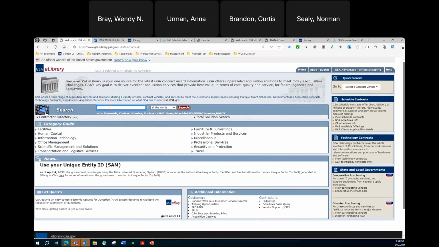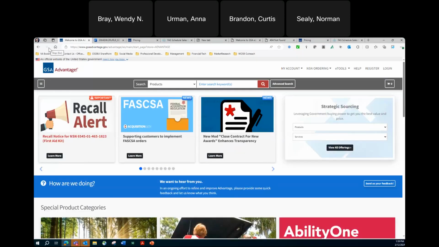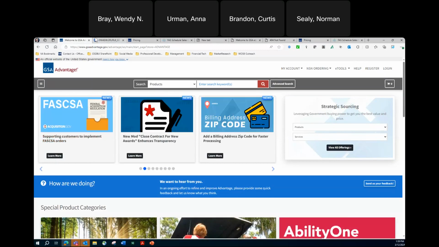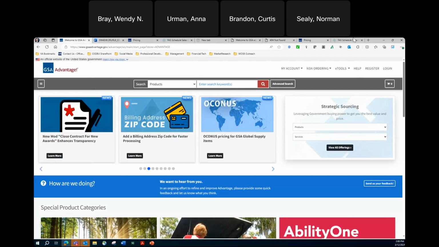Is there a way to get sales data on specific items sold to the government under a particular GSA contract? Yes, so that's what that tool is, the schedule sales query. It enables you to do just that. So you have to look for that specific SIN number or specific item. Yep.